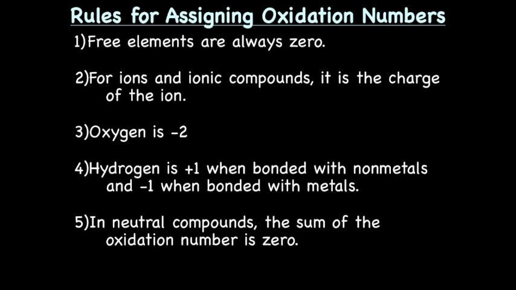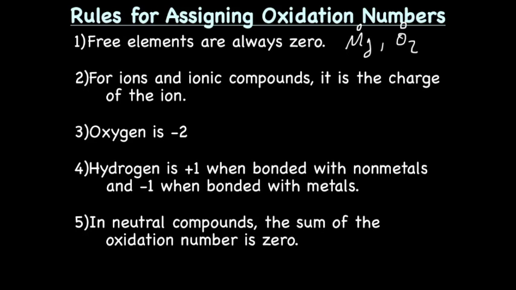All right, rules for assigning oxidation numbers. You need to know these rules to be able to assign oxidation numbers, and you need to be able to assign oxidation numbers to be able to do redox reactions. So we'll go through the list of rules, and then we'll try some sample problems, which will hopefully help. Free elements are always 0. A free element is just an element hanging out by itself. So if you saw Mg or O2 or whatever, their oxidation number would be 0.